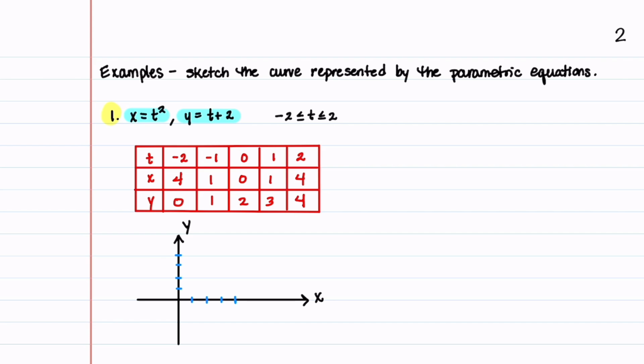Let's now plot the values of x and y on our graph, starting with the smallest value of t. When t is -2, x is 4, and y is 0, so we have this point. Our next point is 1, 1, and then we have the point 0, 2, then the point 1, 3, and lastly the point 4, 4. We'll now connect these points and indicate the direction of the curve.